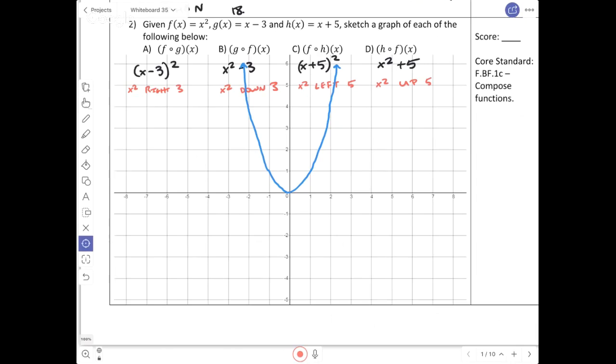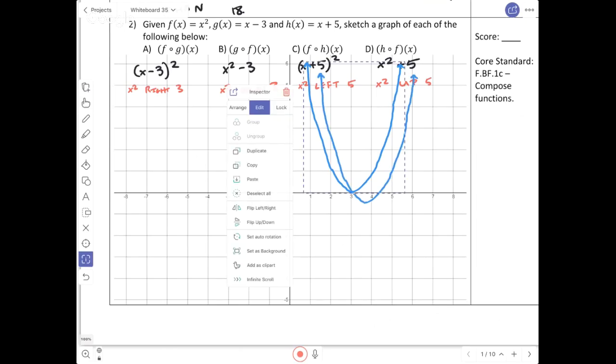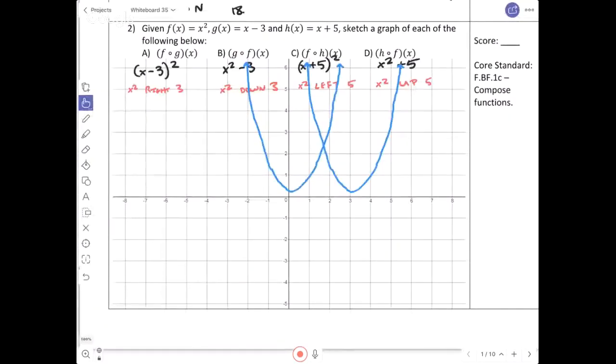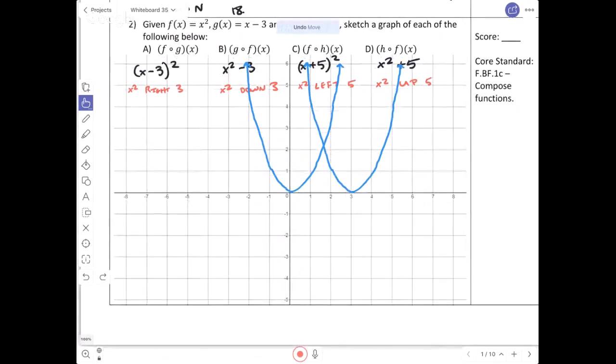And so the first one, right 3, would be what happens when I take that function and move it 1 space, 2 spaces, 3 spaces to the right. And then B, g composed with f, or x squared minus 3, is what happens when I take x squared and move it down 3. So, whoopsie. So that's 1 space, 2 spaces, 3 spaces down.